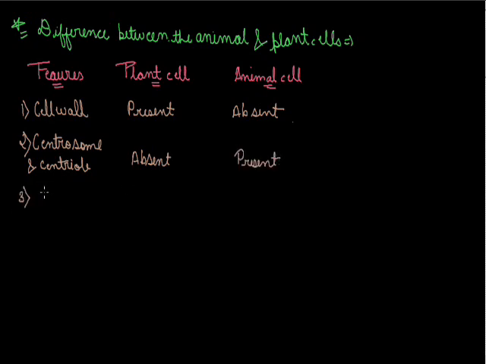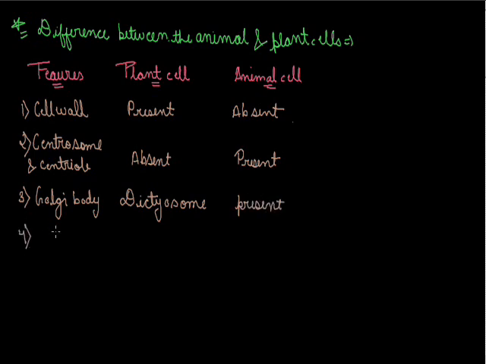Third, Golgi apparatus or Golgi body. The Golgi body which is present in the plant is known as the dictyosome. It is known as a dictyosome because of the deposition and storage of starch. Then in the animal cell, the Golgi body is present as a Golgi apparatus, in normal form.